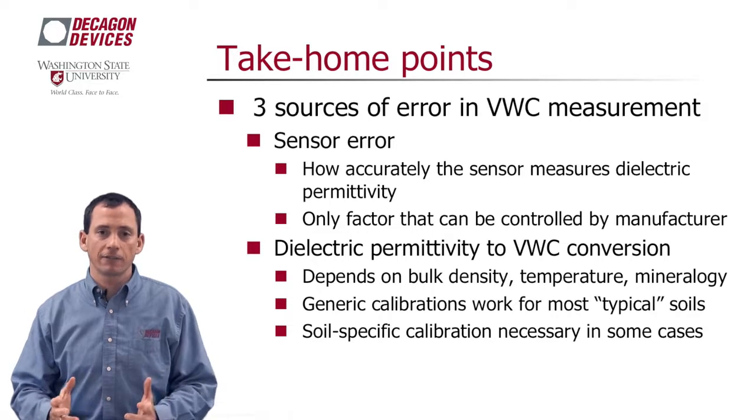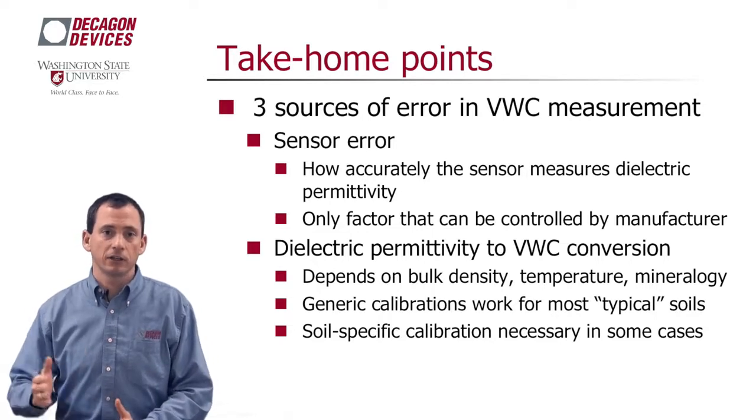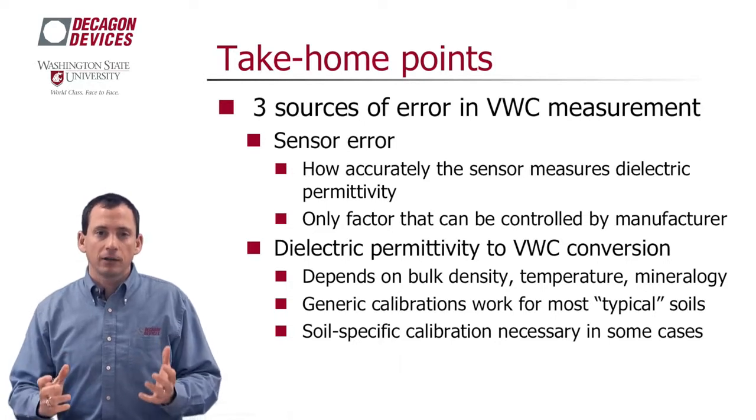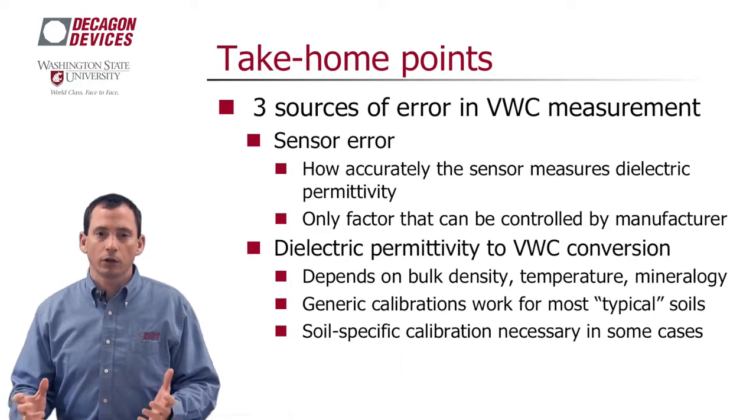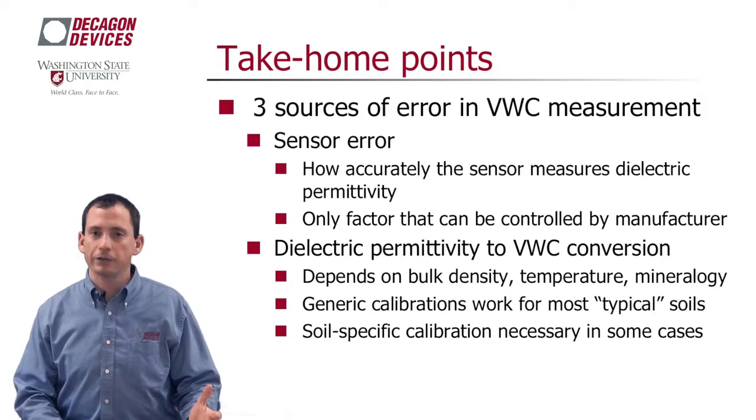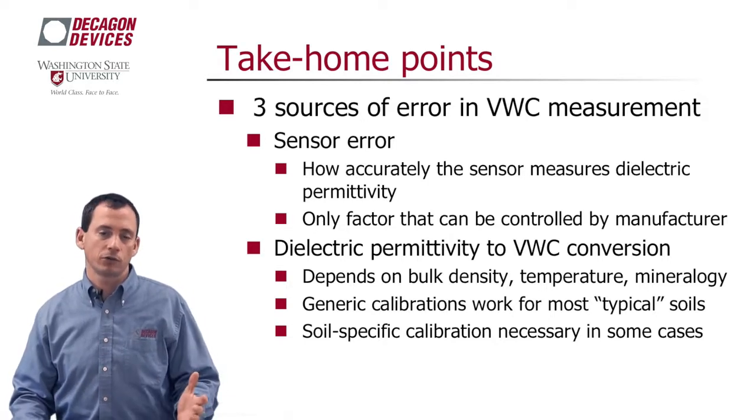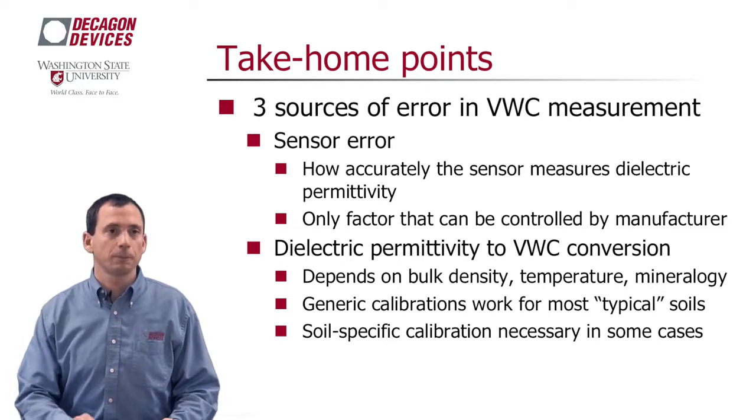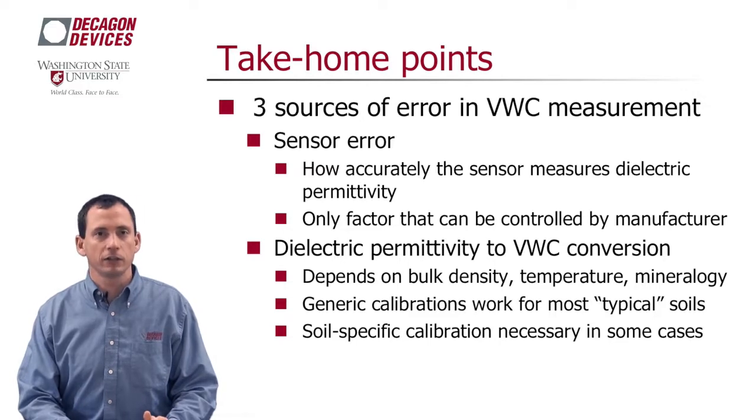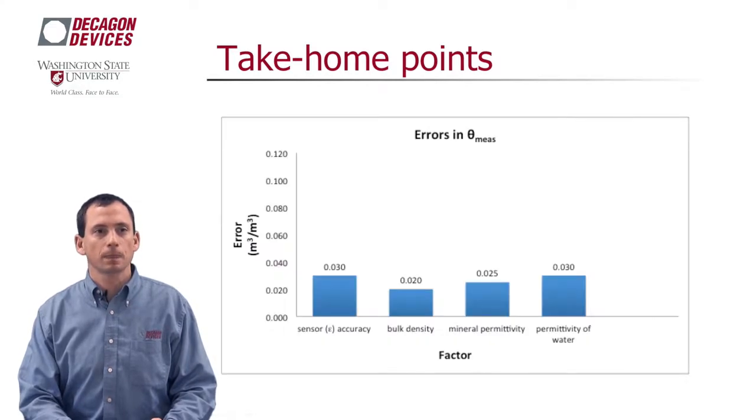And this depends on a lot of factors in the soil: bulk density, temperature, mineralogy. A generic calibration will generally work for most typical mineral soils, but if you're working in non-typical soils, then you need to do a soil-specific calibration. It's really important if you need good accuracy. The third take-home point is that the sensors need to be installed correctly.